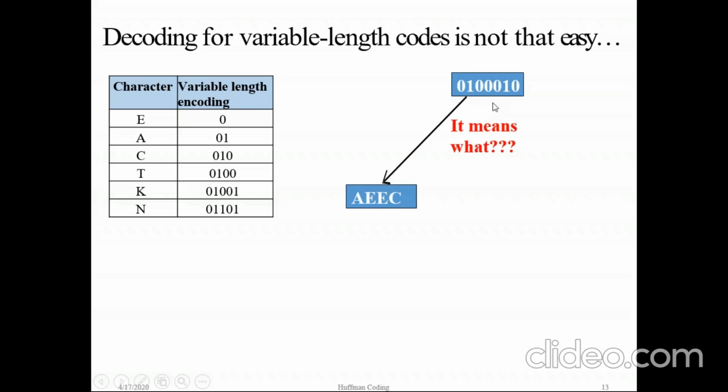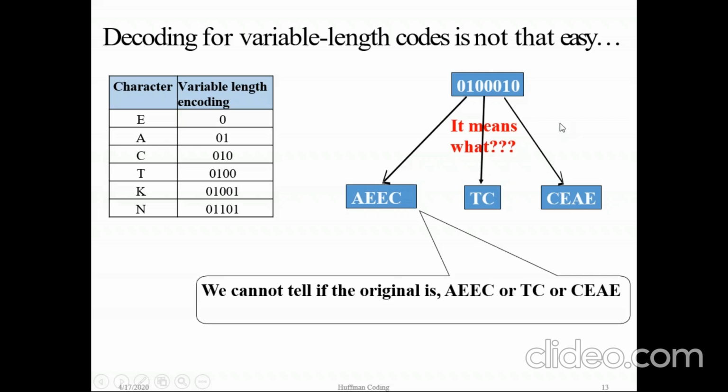So it can mean anything, any message, because we can conclude that 0 is assigned to E, so we can say that the first character is nothing but E. 01, so the first character could be A. So it means anything. We cannot properly decode the message. We cannot tell if the original message is this or this or this.